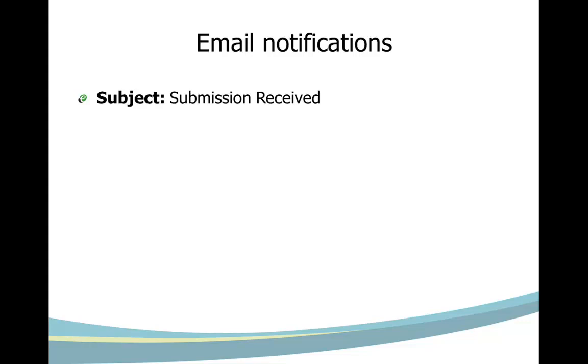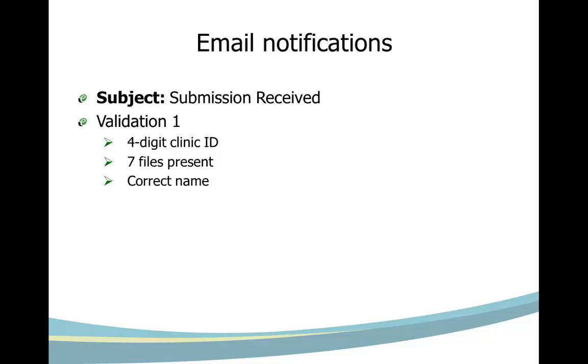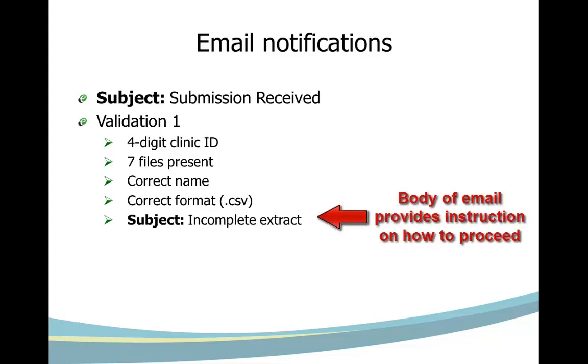There are 2 points of validation in the submission process. In the first step, Manitoba eHealth will be validating the 4-digit clinic ID previously noted, confirming that all 7 files are present, named correctly, and in the correct .csv format. If any of these items are missing or incorrect, clinics will receive an incomplete extract notification. Please note the body of the email provides instructions on how to proceed with correcting your submission.